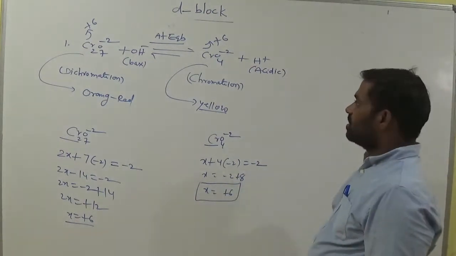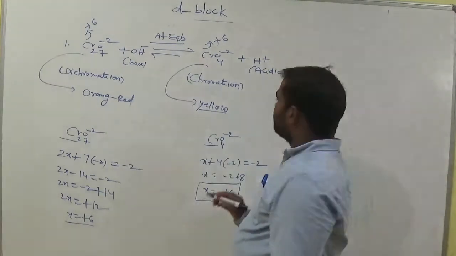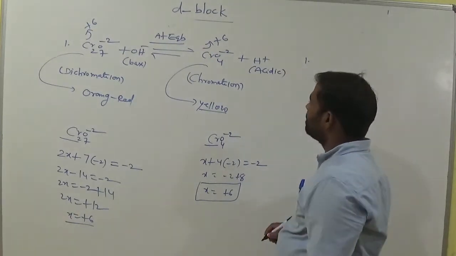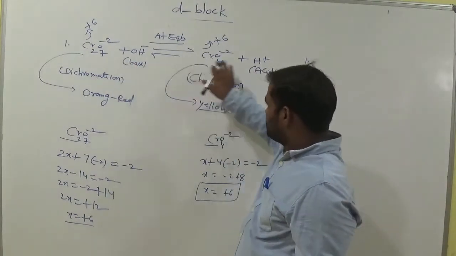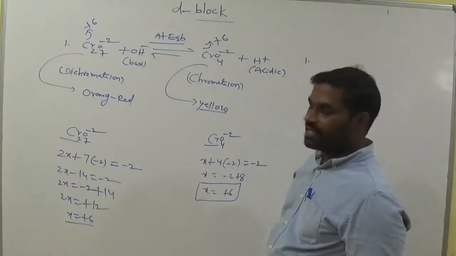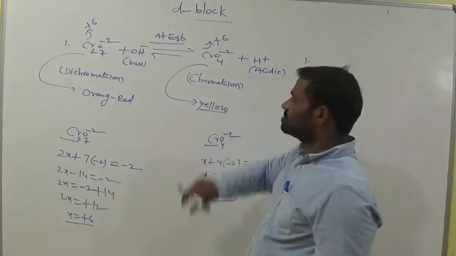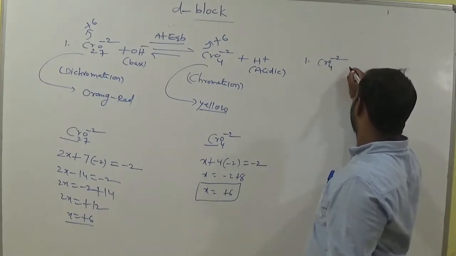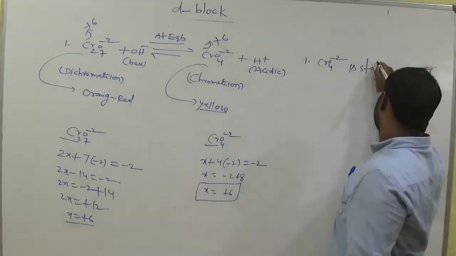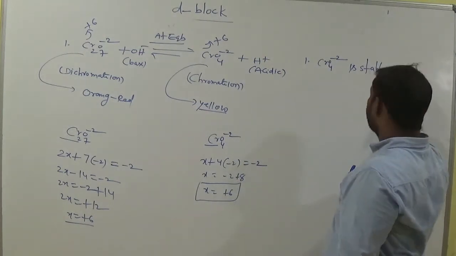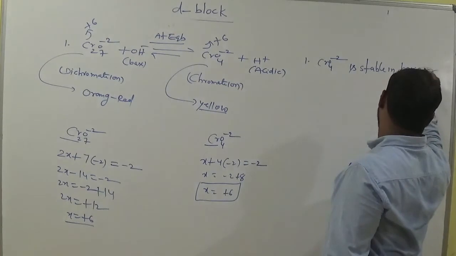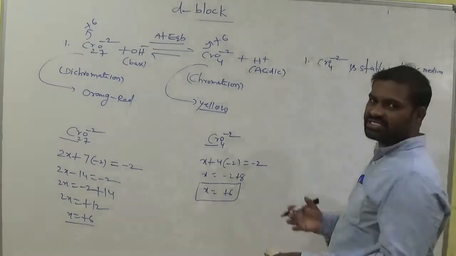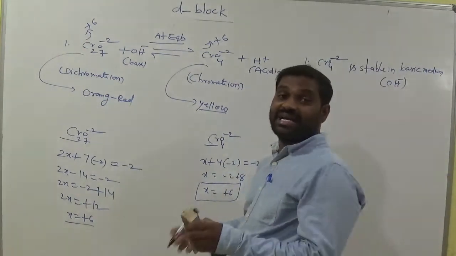Clear? So here what we observed, let us observe the forward direction. When CrO4 minus 2 is formed or stable, CrO4 minus 2 is stable in basic medium. Basic medium means in presence of OH minus. Stable means when it is formed. When it forms, yellow color appears.